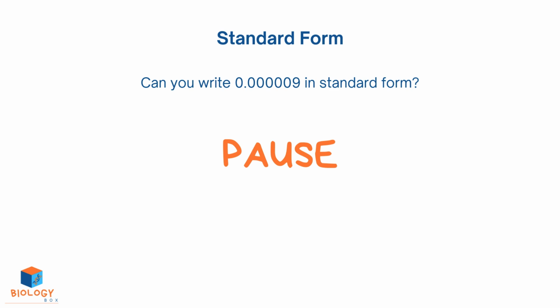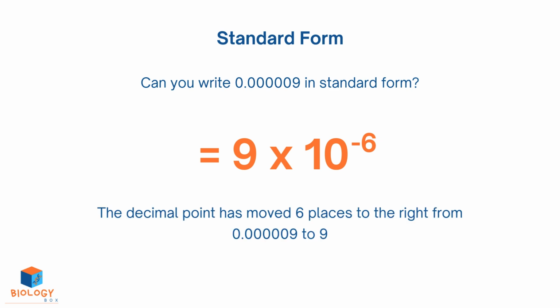Can you write 0.0000009 in standard form? Pause the video whilst you work out the answer. The answer is 9 multiplied by 10 to the power of minus 6. The decimal point has moved 6 places to the right from 0.0000009 to 9.